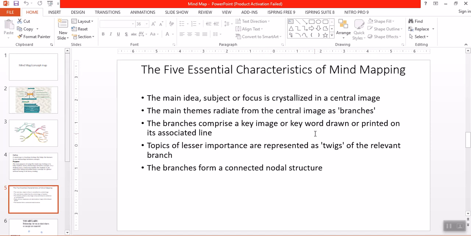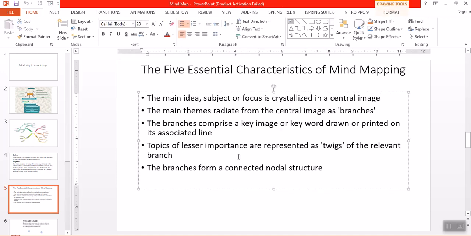The branches comprise key images or keywords printed on the associated lines. So there are certain keywords that link the branches that radiate from the central image, and those branches are connected by the keywords or key images. Topics of lesser importance are presented as twigs of the branches, and the branches form connected nodal structures. It is quite practical and easy. When you have a topic, you can write that topic and keep on writing the subtopics, and then connect each subtopic with linking words, keywords or key images. This enables students to depict the summary of the whole lesson on a sheet of paper.